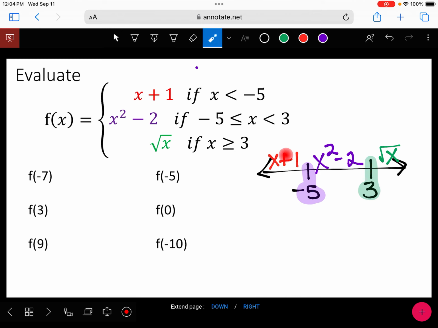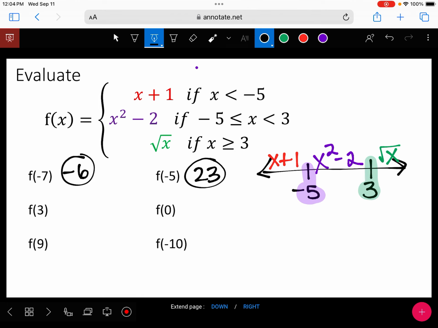-7 falls over here. So when you substitute that into your equation, -7 plus 1, you should get -6. I'm going to go through all of the answers, and then I will answer questions as needed. For -5, if you're using your calculator, which I don't recommend, you have to put parentheses around the -5 or you're going to get -27, which is wrong. 5 times 5 is 25, and 25 minus 2 is 23.